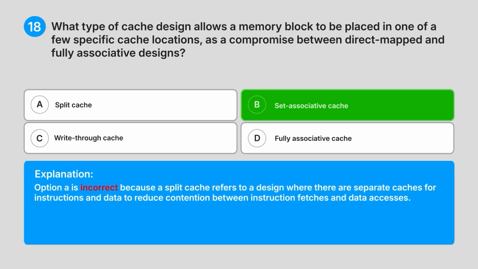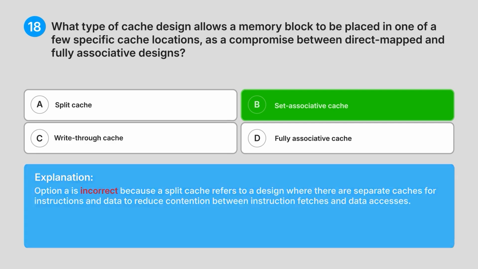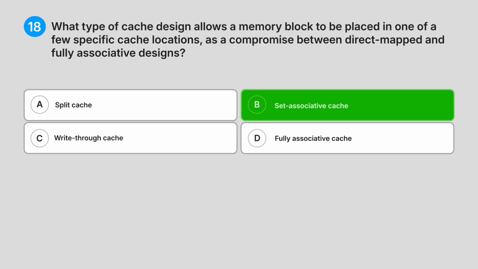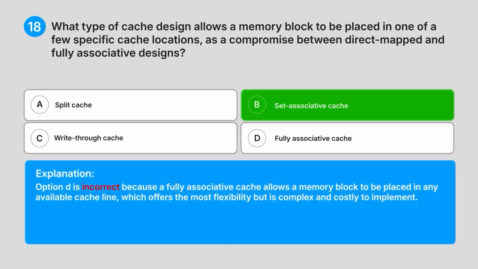Option A is incorrect because a split cache refers to a design where there are separate caches for instructions and data to reduce contention between instruction fetches and data accesses. Option C is incorrect because a write-through cache is a type of write policy where data is written to both the cache and main memory at the same time. Option D is incorrect because a fully associative cache allows a memory block to be placed in any available cache line, which offers the most flexibility but is complex and costly to implement.